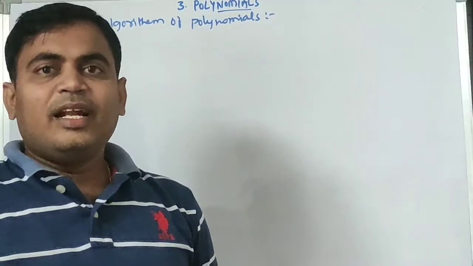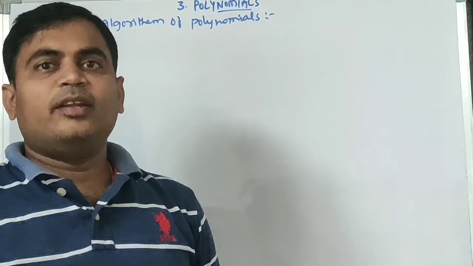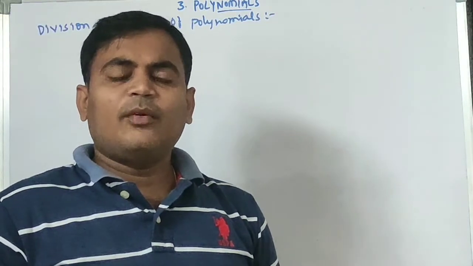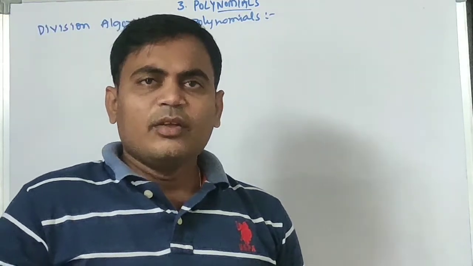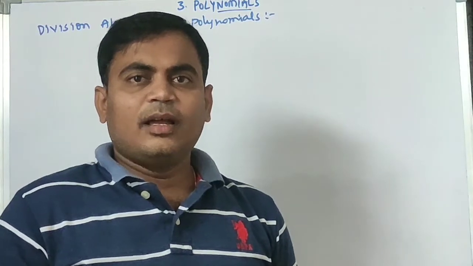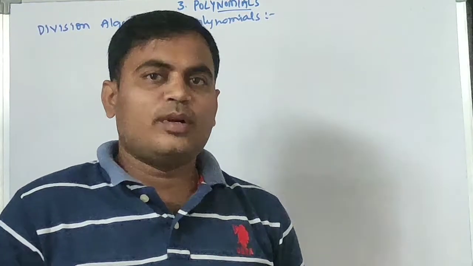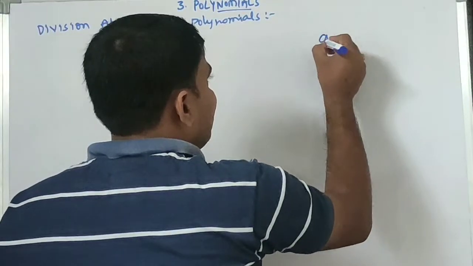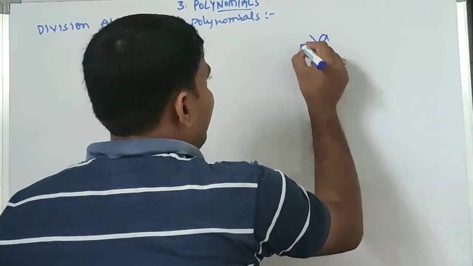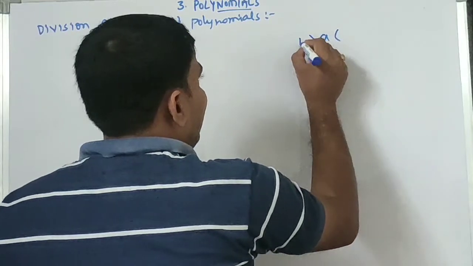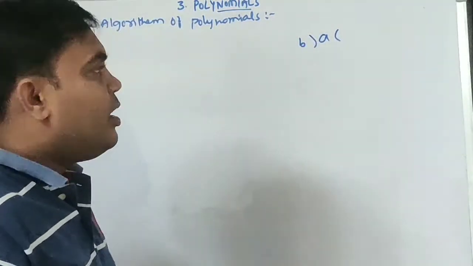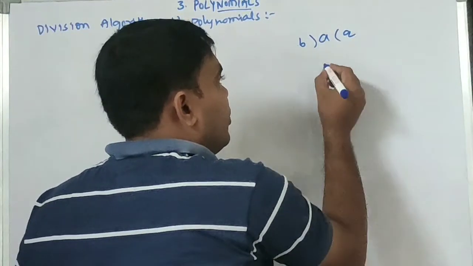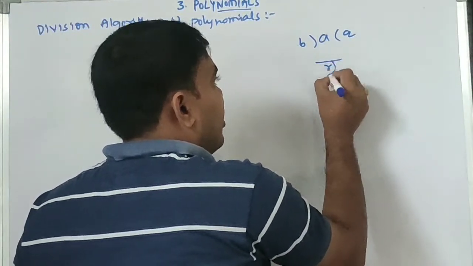Polynomials, division algorithm of polynomials. Before discussing the division algorithm of polynomials, let us discuss Euclid's division lemma one more time. I am taking two positive integers a and b. If we are dividing a number a by b, then there exist some quotient q and remainder r.